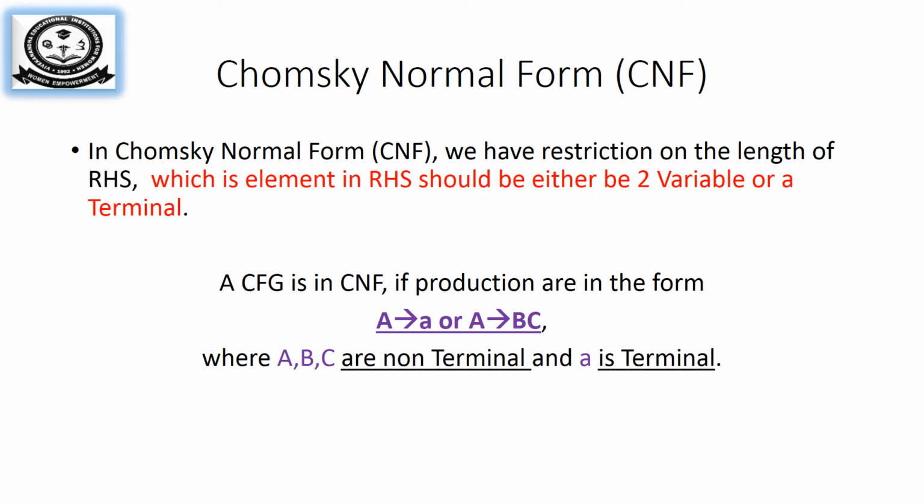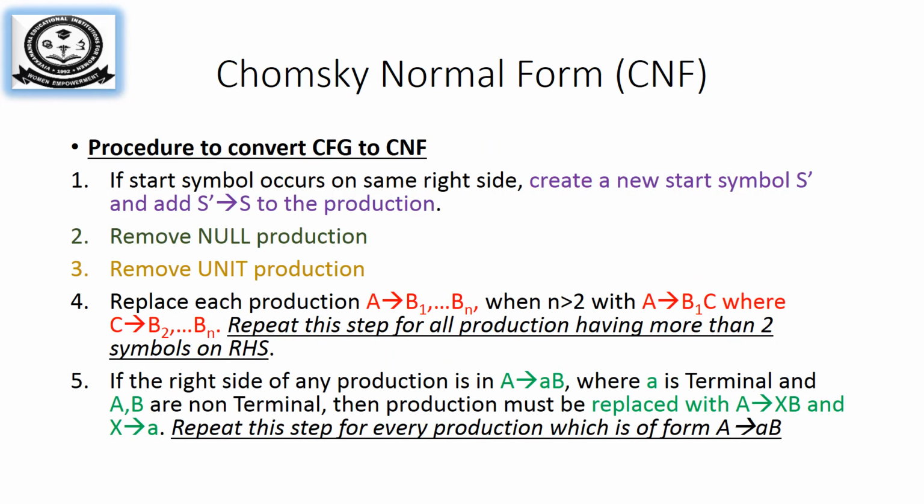When you see the production rule, A implies a or A implies BC, here capital A, capital B and capital C are non-terminals and small a is a terminal symbol. So all the production rules must be in one of these two forms. Then we call our grammar a Chomsky normal form. Let us see how to convert a context-free grammar into a Chomsky normal form.